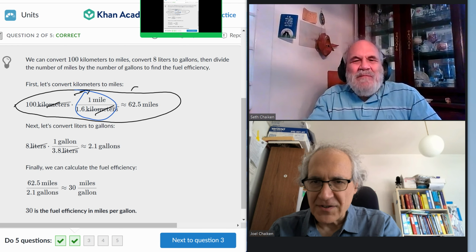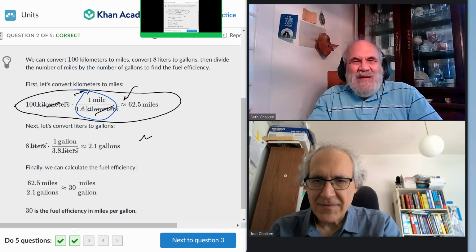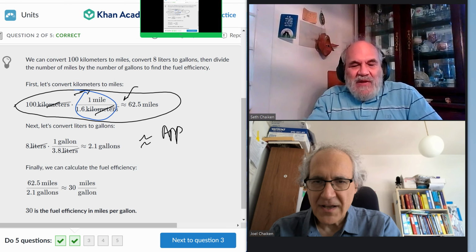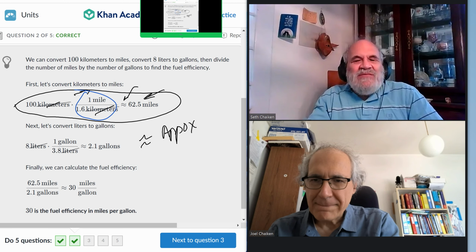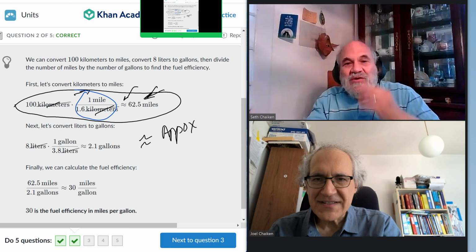They put the little squiggly sign. That means approximately, not exactly, because you have to round. They're rounding to the nearest decimal. You have to watch out for rounding, though.